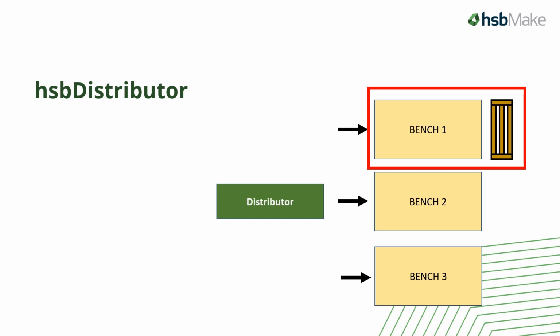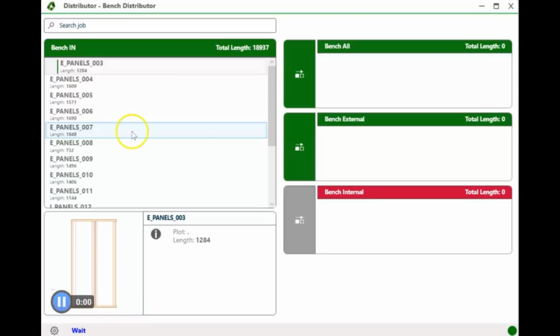Now let's dive into a more complex example in a distributor application. On the left-hand side, we see the panels waiting in bench in, and on the right-hand side, we have bench external, bench internal, and bench all. The distributor also provides a visual of each panel, including details like length and plot properties. This makes it easy for the team to see exactly what each panel looks like before assigning it to a bench.